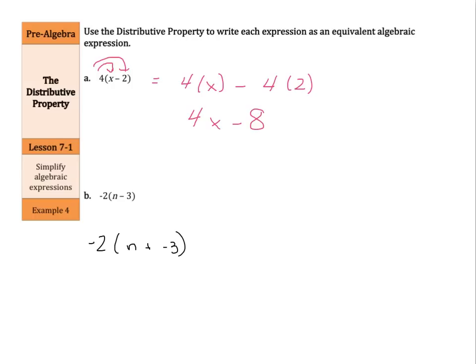Because when you do it that way and you distribute this now, we have negative 2 times n, still the plus, negative 2 times negative 3. So that way, negative 2 times n is negative 2n, and then negative 2 times negative 3 is simply a positive 6, so we have plus 6. Just recognize that a negative times a negative is a positive 6. And that's it. Good luck.